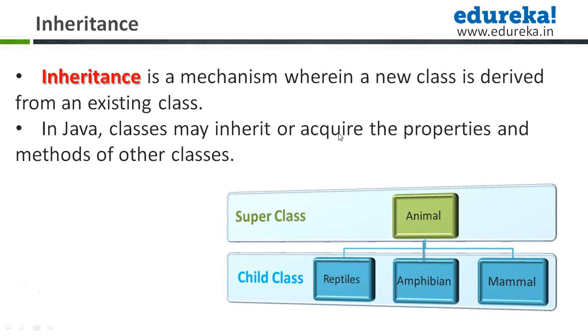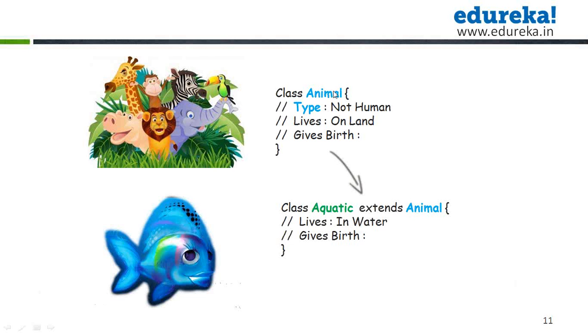For example, like here, you have a class animal, you declared few variables. One is type, that is not human, lives on land and gives birth, right? Similarly, you have a class that is aquatic.